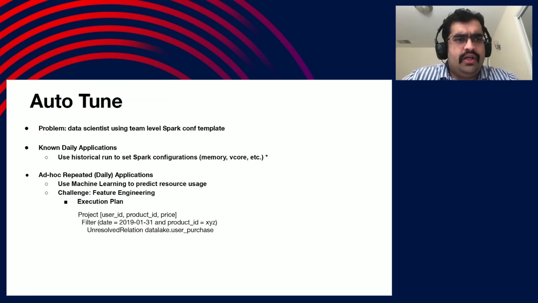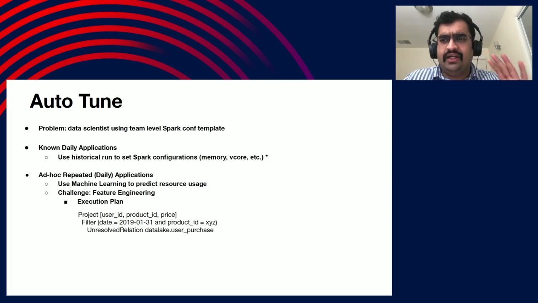So let me set the context for what we did as a part of the AutoTune. Typically, the data science team has a Spark conf template, and that is what they use for running all their Hive on Spark queries. What we saw as a typical pattern at Uber is that they usually have a default Spark configuration, meaning memory and number of executors used to run the query. It runs fine till they start accessing bigger Hive tables, and that's when it starts breaking.